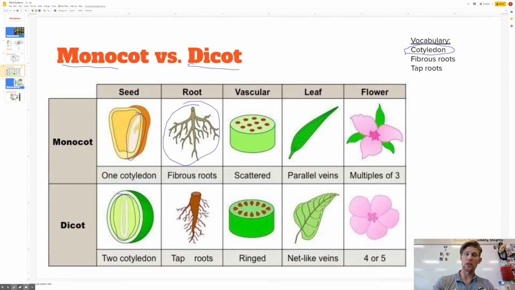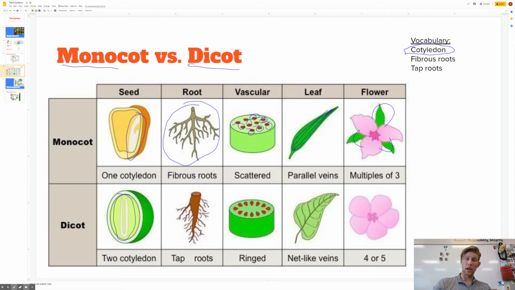It's pretty cool. Now, the vascularity of these plants, you see this scattered vascularity. So you're just going to have the xylem and phloem kind of randomly through it all. And the leaves are going to have a parallel vein structure. You can even see this in grasses. Grasses are monocots. And if they flower at all, you're usually only going to have multiples of 3. So you could have 6 or 9 petals. You could have 6 petals here, and that's still multiples of 3.